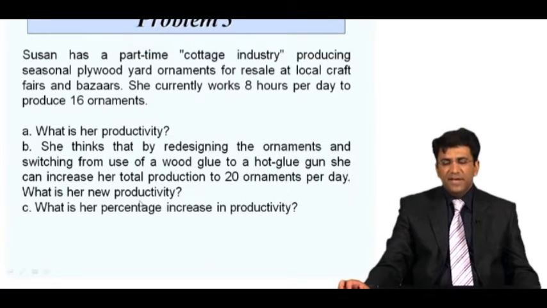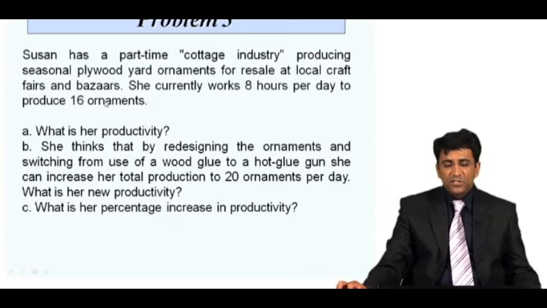This is another example, students. Susan has a part-time cottage industry producing seasonal plywood yard ornaments for resale at local craft fairs and bazaars. She currently works 8 hours per day to produce 16 ornaments. Again students, we'll have to find out the output. What is the output? 16 ornaments. That's so clear. 8 hours, that is the input again.